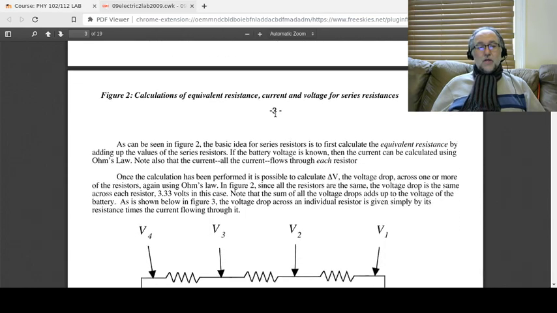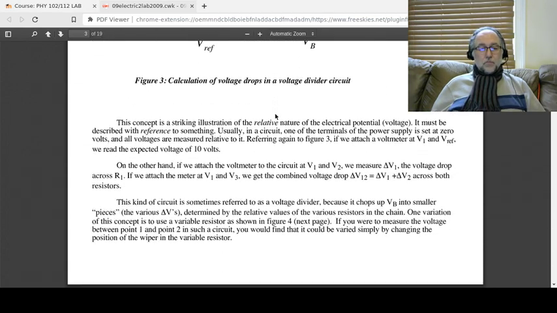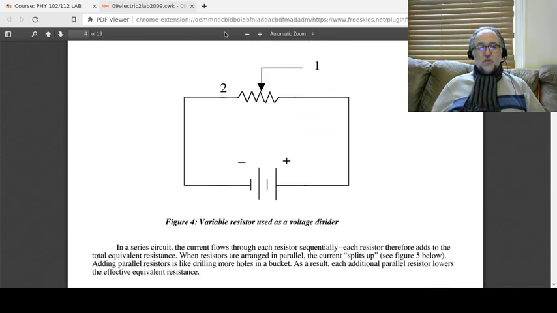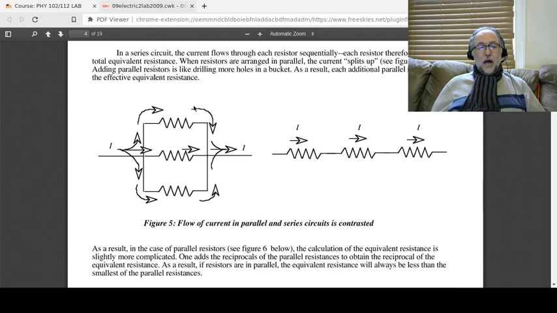Okay, now Dr. DeHaven does also discuss circuits in, we're not going to do the variable resistor. It's just a variation on the same theory. We're not going to do the parallel, okay? Because for the parallel, the voltage drop across all three resistors is the same, and so it's not that interesting. So that's one of the parts of the lab.